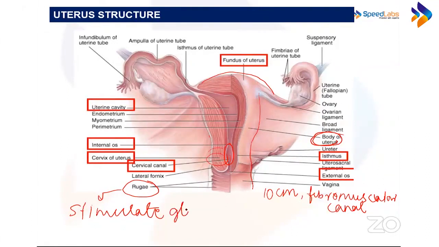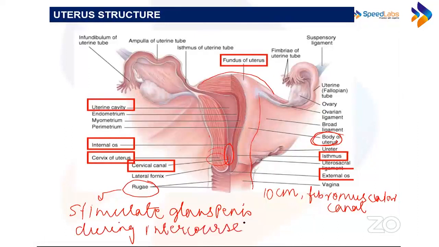glans penis. I'll tell you the different parts of the penis. After we have completed all the female secondary sexual organs, we will go to the male secondary sexual organs and we will compare them. So it stimulates the glans penis during intercourse. This is the function of the rugae and they help in inducing ejaculation. Ejaculation means when the sperms are released into the vagina. So the vagina is tube-like, it has these folds called rugae.